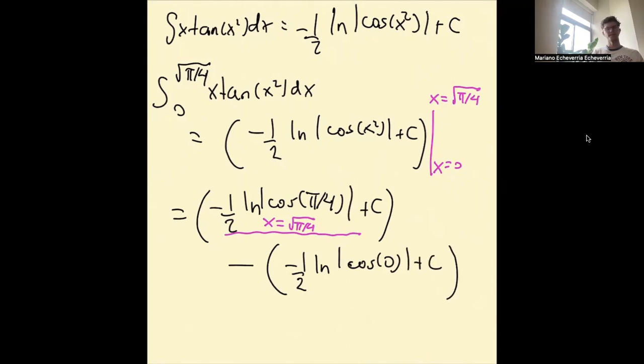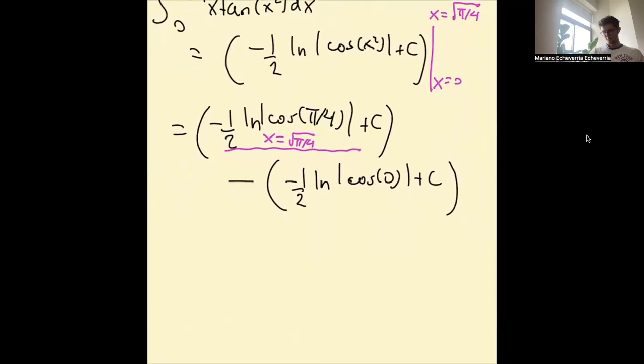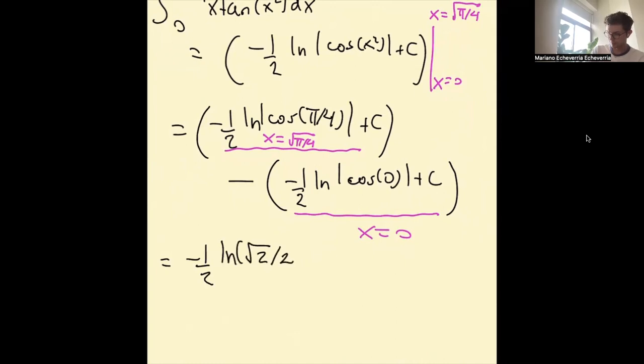We get that. This is what you get when x equals 0. Okay, and now we just have to simplify a little bit. So what was the cosine of pi over 4? Cosine of pi over 4 is root of 2 over 2. You get minus 1/2 of logarithm of root of 2 over 2. The constants as usual go away, so you don't have to keep writing them.